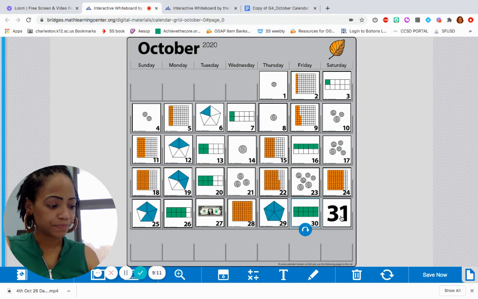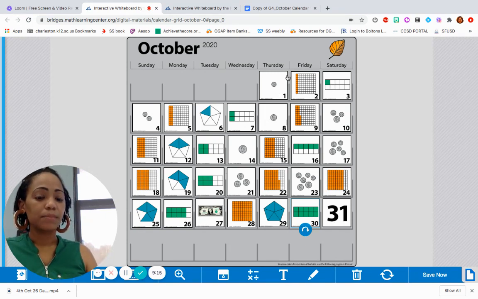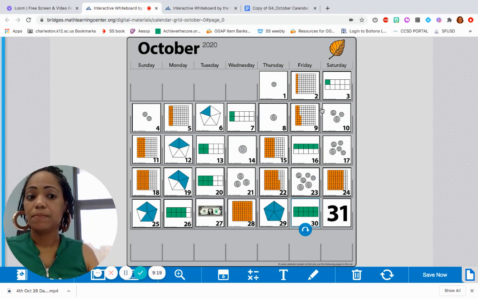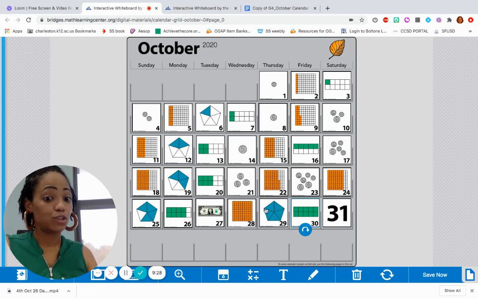What's going to be there? What could be here to continue the pattern? Money, mat, shape, shape. Money, mat, shape, shape. Yeah, probably money.